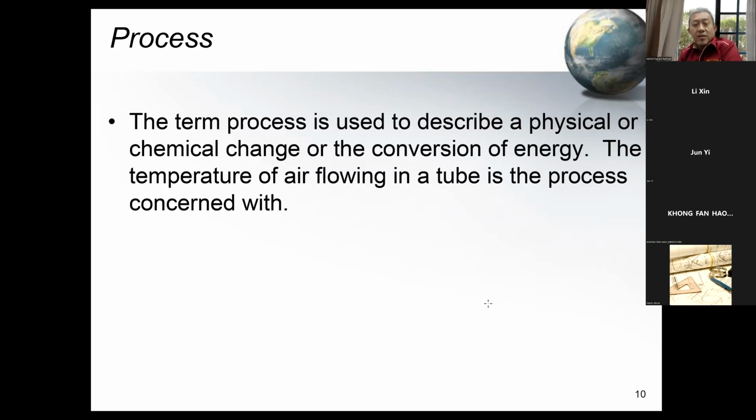So what is the process? The process is the hot air. The term process is used to describe physical or chemical change or the conversion of energy. There is no chemical change, but just energy from cold air to hot air. The temperature of air flowing in the tube is the process that concerns us. So we are measuring the temperature of the air.